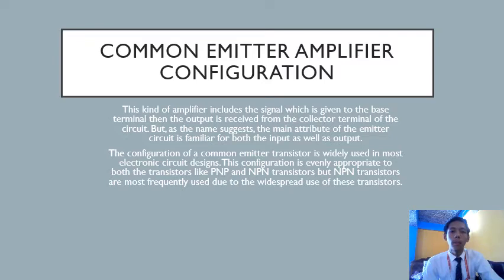Common emitter amplifier configuration. In this kind of amplifier, the signal is given to the base terminal, then the output is received from the collector terminal of the circuit. As the name suggests, the emitter is common to both the input as well as the output. The configuration of the common emitter transistor is widely used in most electronic circuit designs. This configuration is equally appropriate to both PNP and NPN transistors, but NPN transistors are most frequently used due to their widespread use.